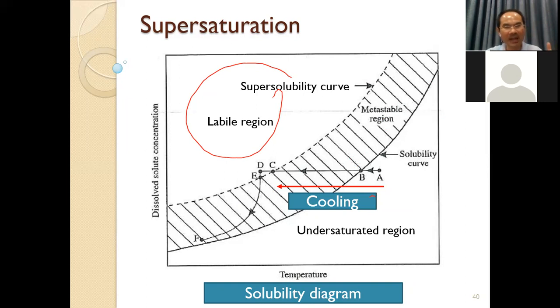Okay, I gave you two types of the basic crystallization technique. There are more than this. I will show you next week about evaporation, cooling, anti-solvent, reactive crystallization, salting in, salting out. Also, there are lots of types of crystallization.